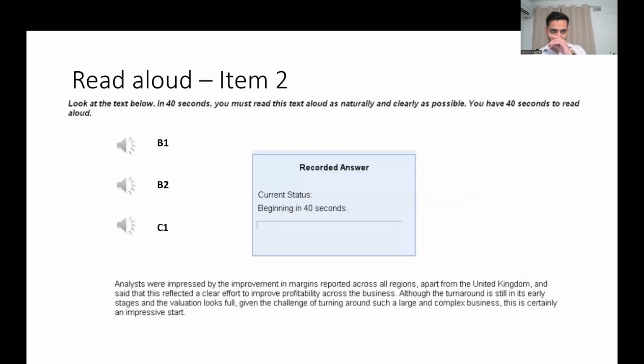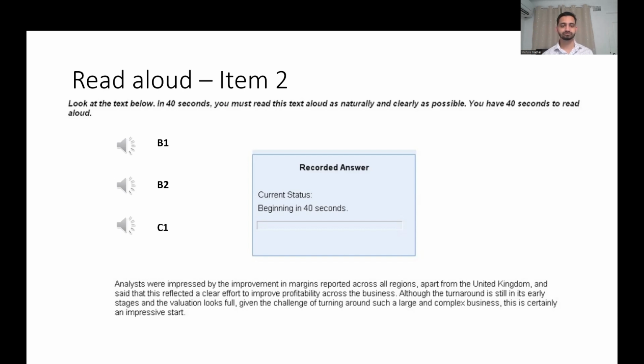Okay, we'll keep moving. Read aloud item number 2. So you can pause the video here. So welcome back. So you must have got a chance of doing it. You've got 30 seconds, 35 seconds, about 40 seconds. It says 40 seconds, so you can read for 40 seconds silently and then read aloud 40 seconds, using all those pronunciation and things that we talked about. Okay, we're gonna listen to B1 now.